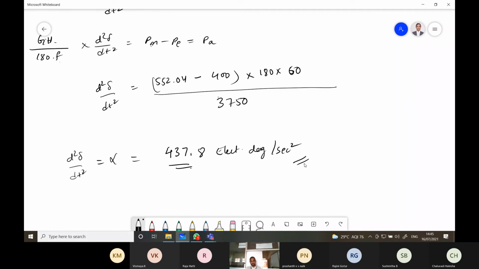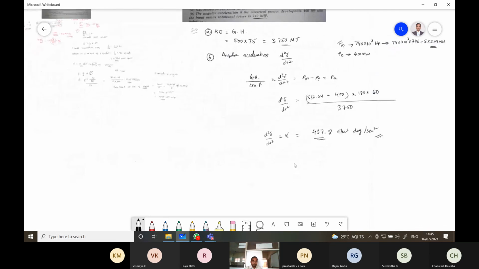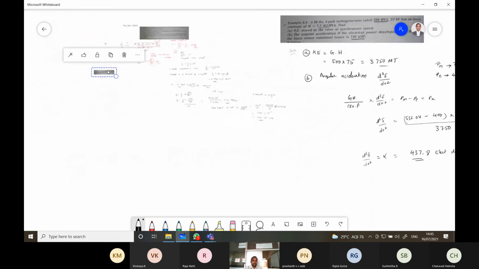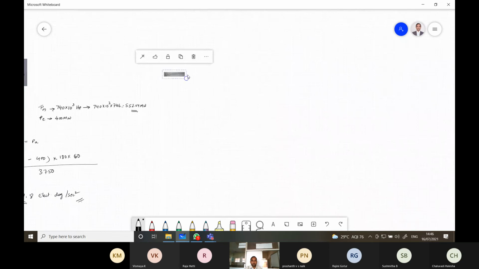Now you got how the problems are defined and how to solve the problems. Okay, so we will look at another problem. Go through the third one. So note down this problem.